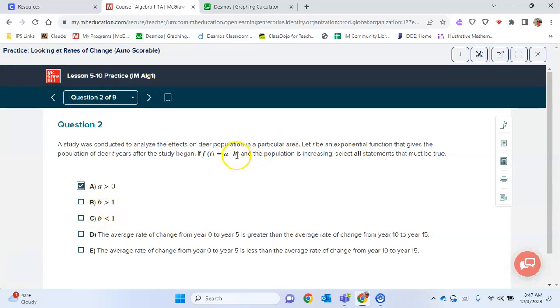B is the factor, and it says the population is increasing, so the factor must be greater than 1. It cannot be less than 1 or a fraction. The average rate of change from year 0 to 5 is greater than the average rate of change from 10 to 15. No, at the beginning from year 0 to 5, it would be very small, and then as it increases from year 10 to 15, it would be large. So the average rate of change from 0 to 5 is less than the average rate of change from year 10 to 15.